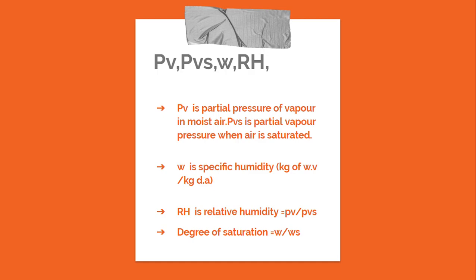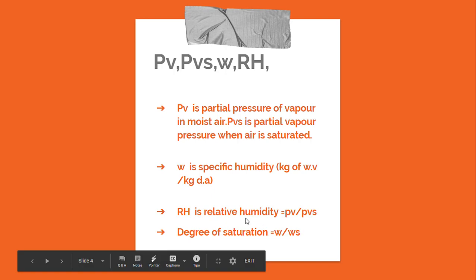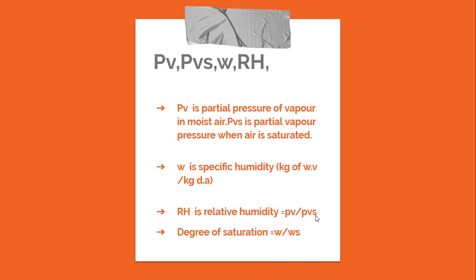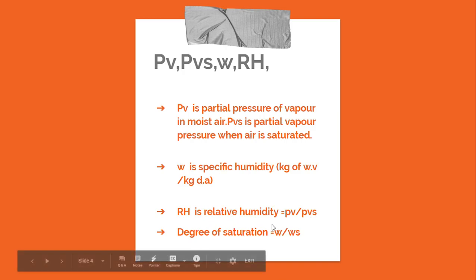saturated air. So relative humidity we talk about with reference to saturated air. Degree of saturation also we talk about with reference to saturated air. So how do we define those two? Relative humidity is the ratio of PV upon PVS. It is the ratio of partial pressure of water vapor upon partial pressure of water vapor if the air is saturated at the same temperature.